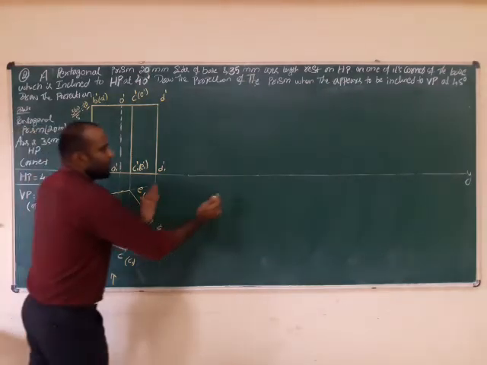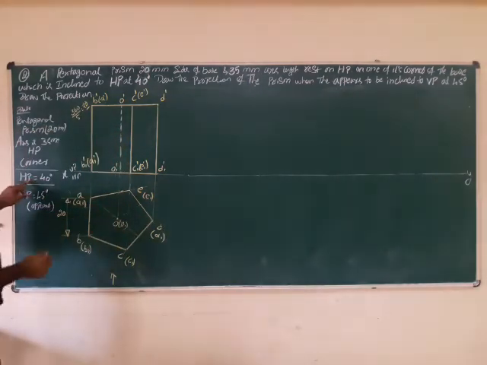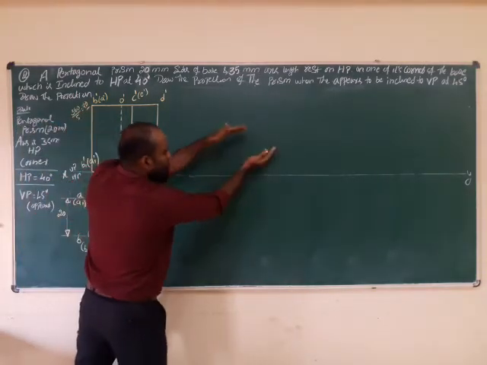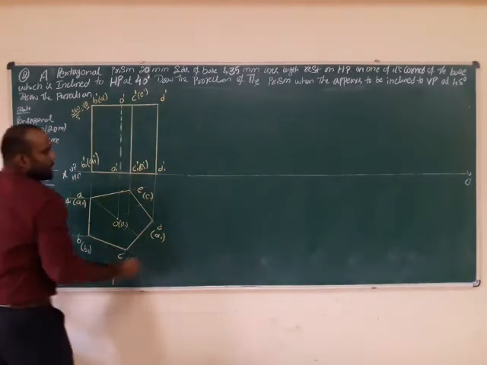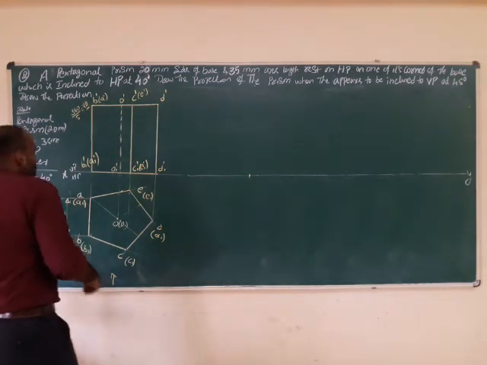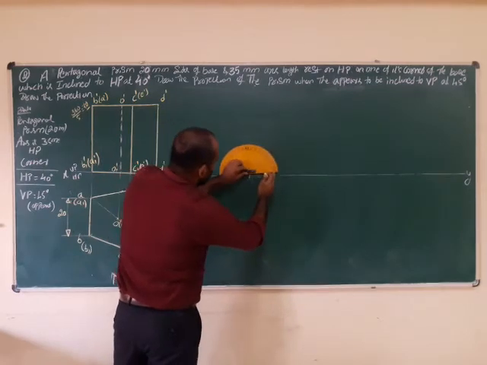That is the first step. Now we have to draw the second step. In the second step the HP angle is given as 40 degrees. This is a 90 degree angle. You have to incline 40 degrees. So I have to select any one point. Measure 40.